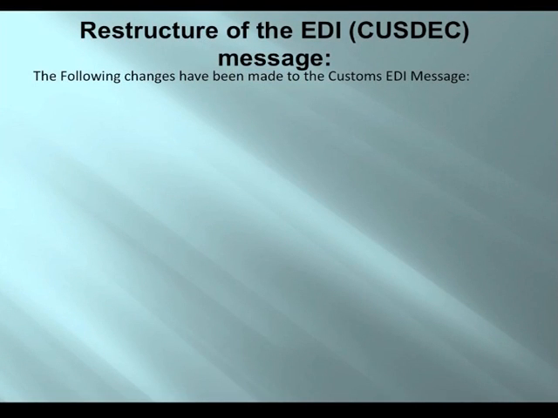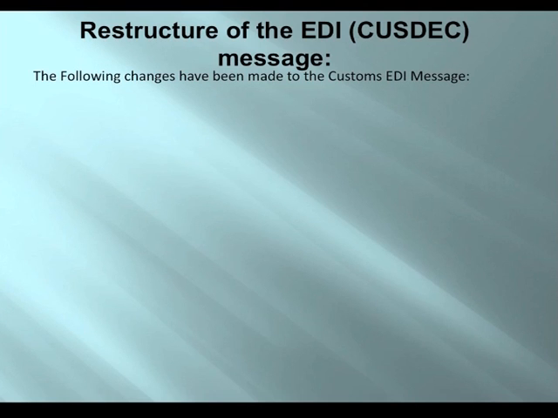The only difference is that the LRN number will print in the For Official Use box as soon as you frame your entry. The MRN number will only print in the For Official Use box once your entry has been customs cleared and you do a reprint of your bill of entry. Then the next changes we've got is the restructure of the EDI or CustDec messages.